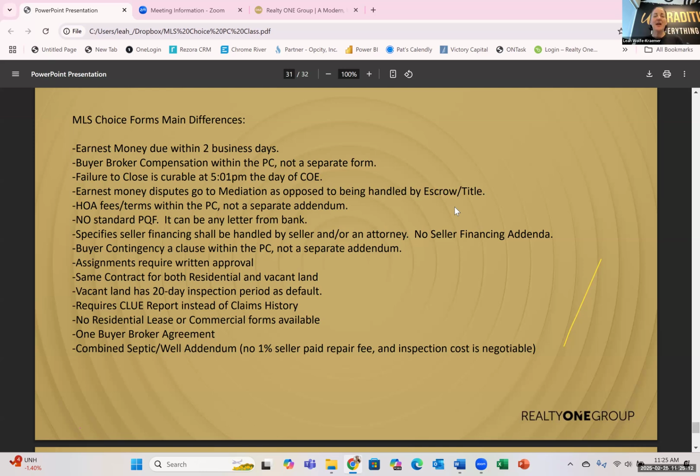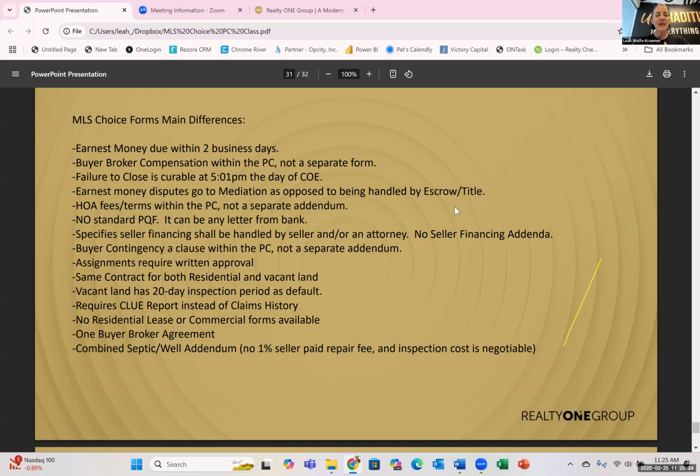Okay. And like I said, Lisa, these are the last 2 slides, and I'll send out this slide deck so you'll be able to see all this stuff anyway. Buyer broker compensation within the PC, not a separate form. Okay, so you don't have to submit an SCA because you don't have access to an SCA if you're using this contract. Failure to close is curable at 5:01 p.m. the day of close of escrow.